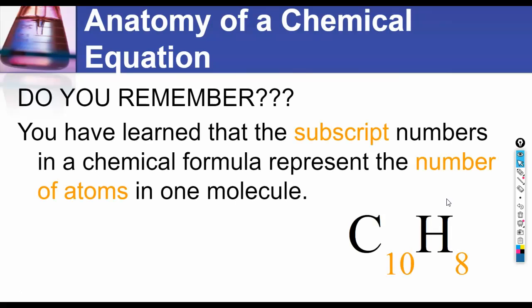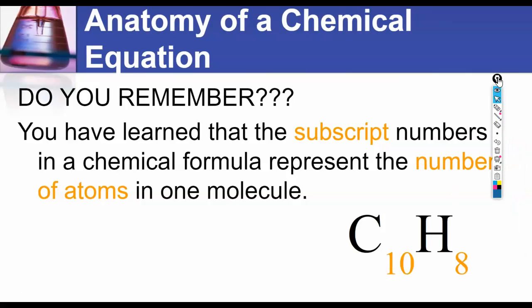So again, we've talked about subscripts before, and you've learned that subscript numbers in a chemical formula represent the number of atoms in one molecule. So for example, when I write C10H8, this is all one molecule, and that molecule is made of 10 carbon atoms and 8 hydrogen atoms, right?